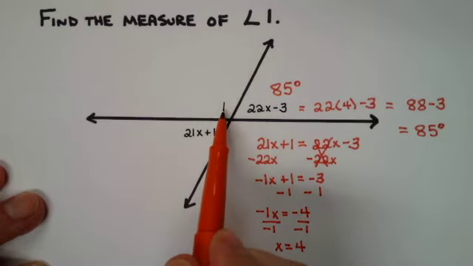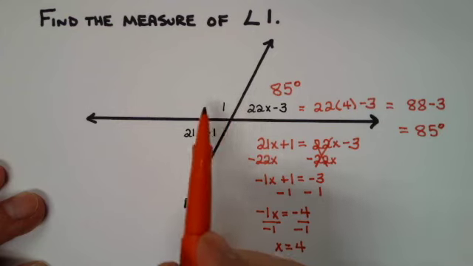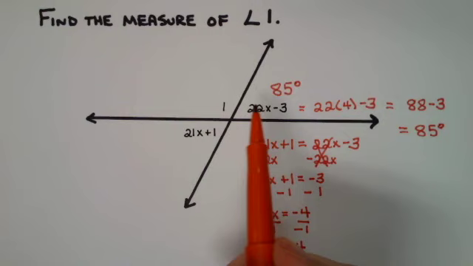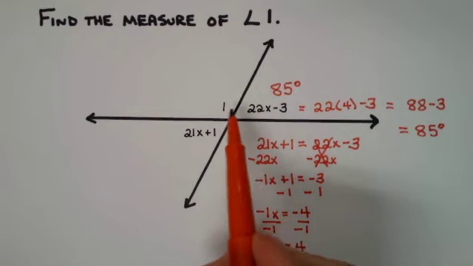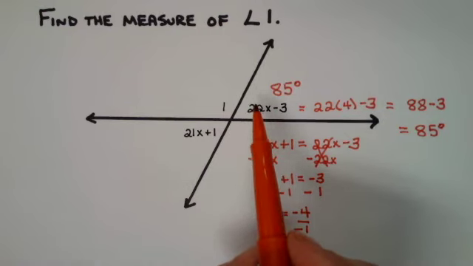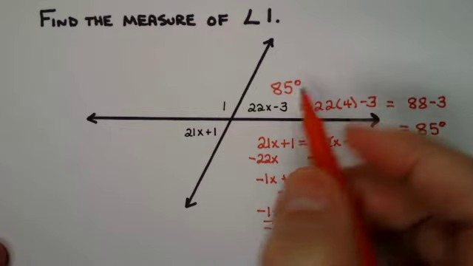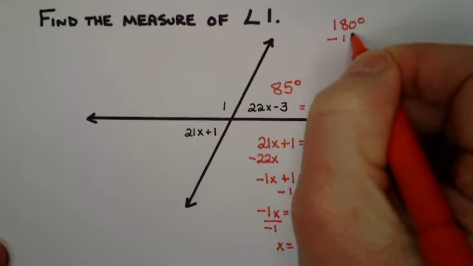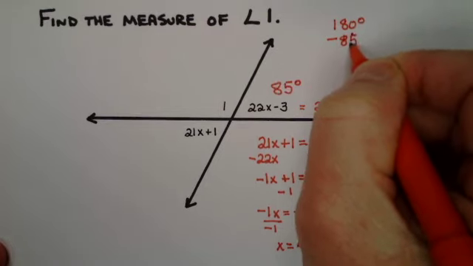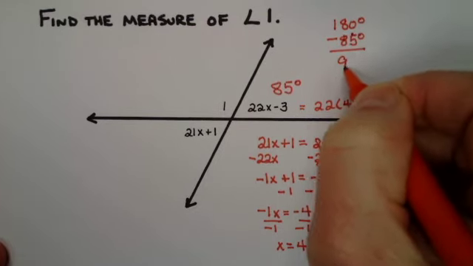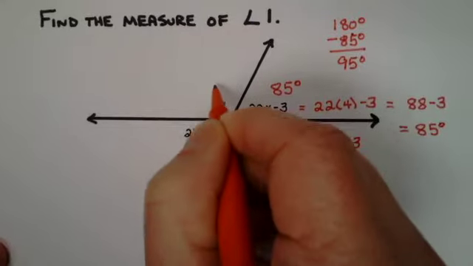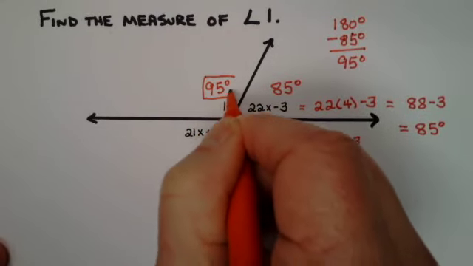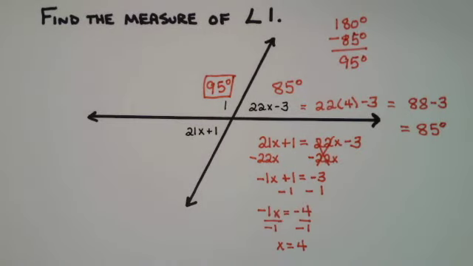But I'm trying to find this one. What kind of angles are these two angles right here? They're a linear pair. That means when I add these two angles up, it should equal 180 degrees. 180 degrees minus 85 degrees is going to give me 95 degrees. That's the measure of the angle I was looking for. The measure of angle 1 is 95 degrees.